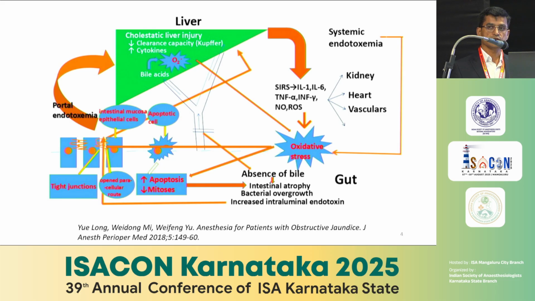This diagram tells us how the bile obstruction can lead to systemic endotoxemia and the cardiovascular changes. So, absence of the bile in the intestine leads to the bacterial overgrowth and increased intraluminal endotoxin. By entering the enterohepatic circulation, this leads to the systemic endotoxemia, and simultaneously we have cholestatic liver injury, wherein there is a decreased function of the Kupffer cells, leading to decreased immunity. And also the cytokine response leads to various systemic diseases, the renal as well as the cardiovascular.